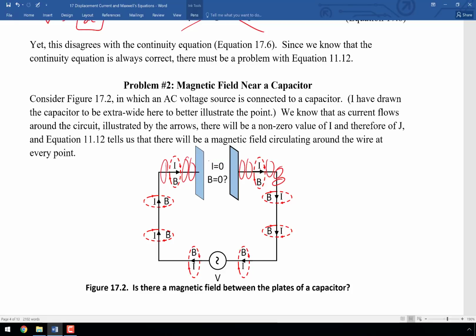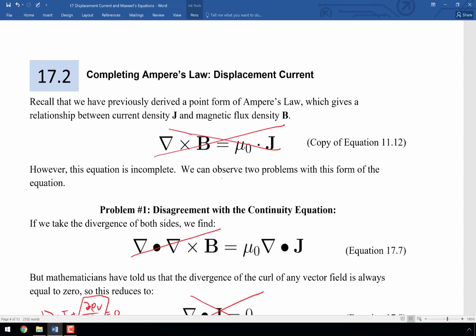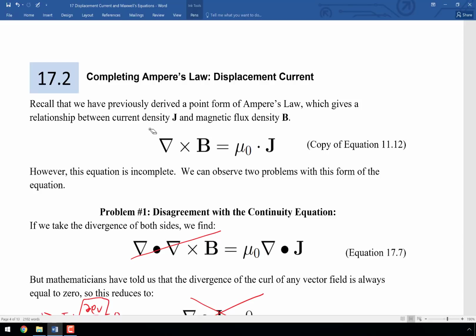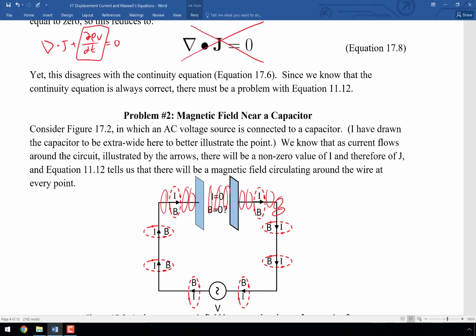Or we have another problem. We would think, okay, I think there is in fact a magnetic field inside of the plates, but if so, where is it coming from? Because if I scroll back up, remember that this equation says the only possible source of a magnetic field is a current density. And we know that between the plates of this capacitor, there is no current. So since I is equal to 0, we also therefore know that J is equal to 0. And if J is equal to 0, then B must be equal to 0.